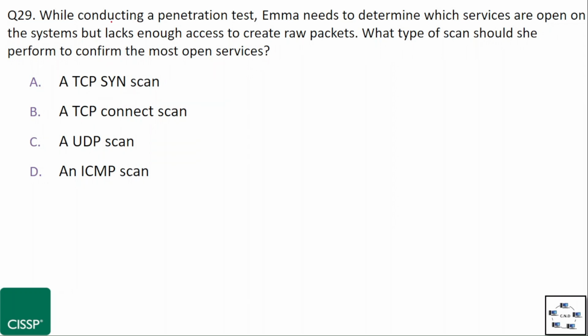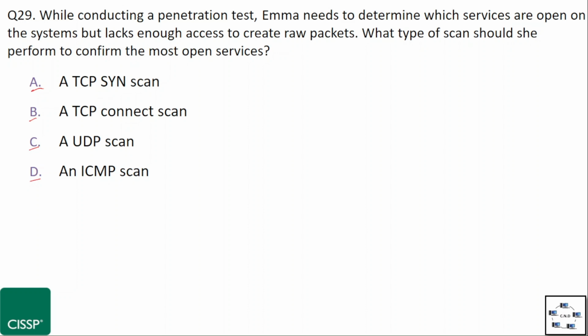Question number 29. While conducting a penetration test, Emma needs to determine which services are open on the systems but lacks enough access to create raw packets. What type of scan should she perform to confirm the most open services? And the options are: option A, TCP SYN scan; option B, TCP Connect scan; option C, a UDP scan; and option D, an ICMP scan.